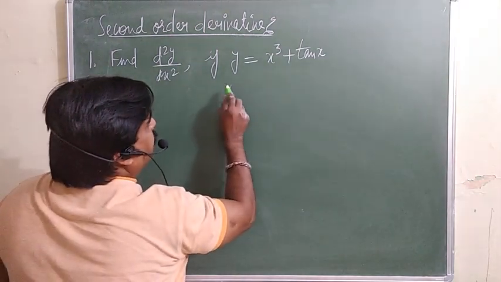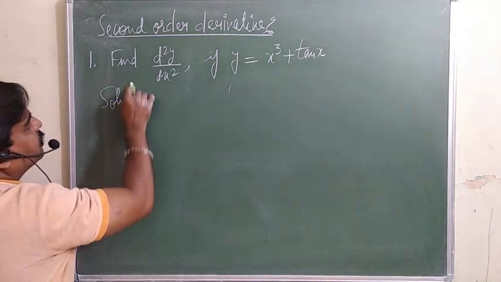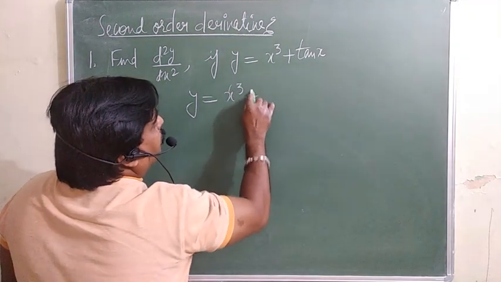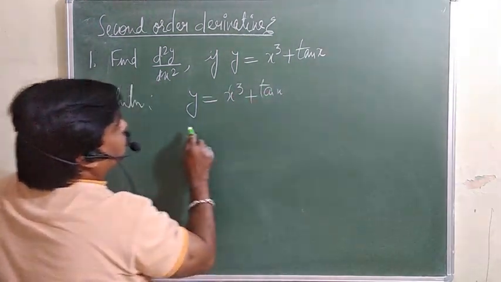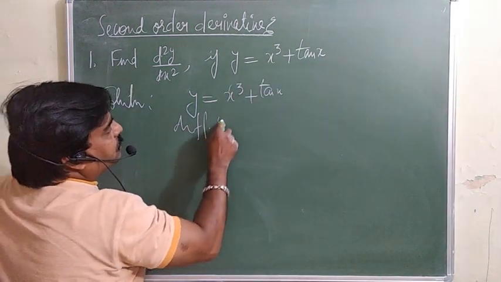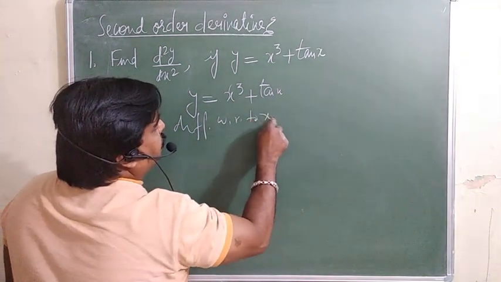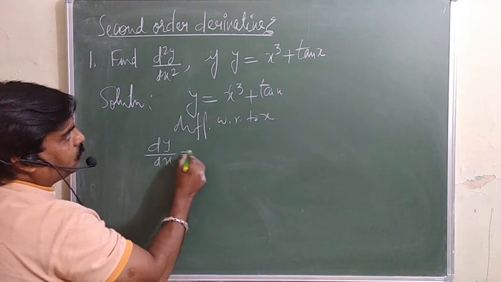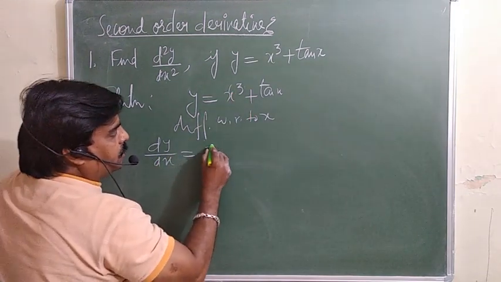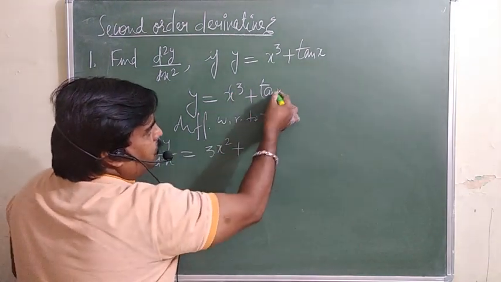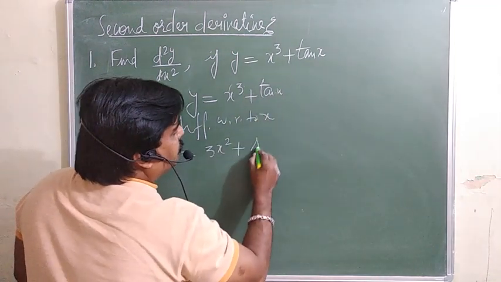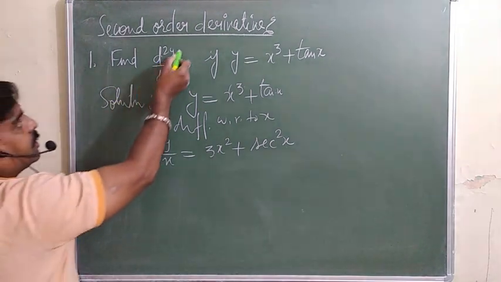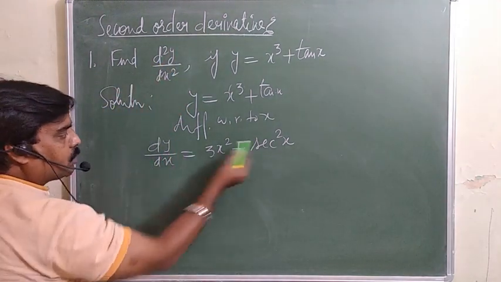So here I am doing it directly. Another solution you can say. So y is equal to x cube plus tan x. You are supposed to differentiate with respect to x. So dy over dx is equal to the derivative of x cube, which is 3x square, plus the derivative of tan x, which is sec square x. But we are interested in the second derivative, so you are supposed to differentiate again.